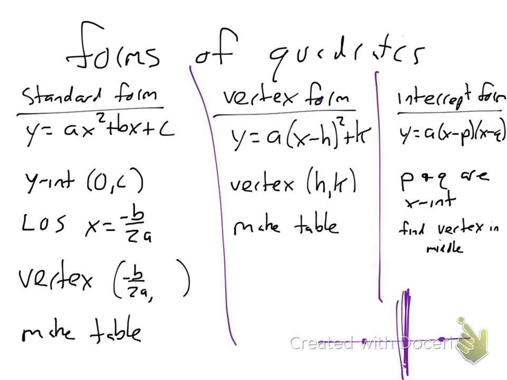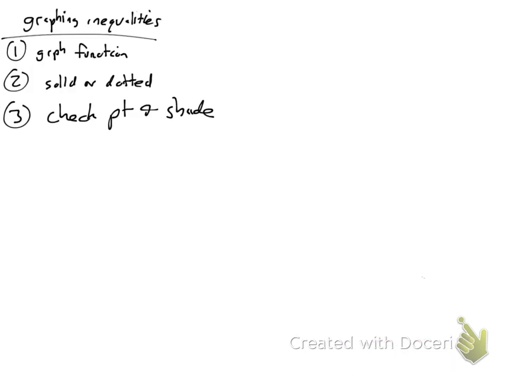And sometimes even just those 3 points are enough, because if you find your vertex is up here, then you can make a nice curve like that. So 3 points might be enough. So those are the 3 forms of quadratics that we'll have to deal with. But a lot of times we're going to deal with the standard form. Now, there are 3 steps that I have for graphing inequalities, and this can actually hold true for not just quadratics. So I want you to graph the function.